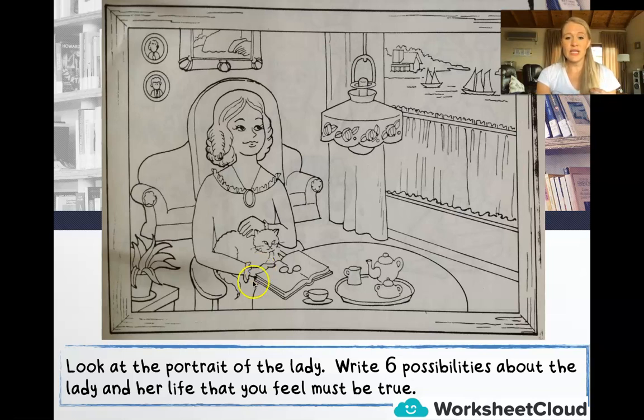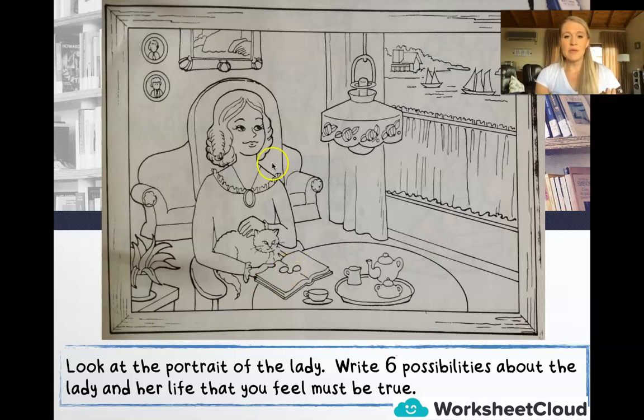I also think that she does not have very good eyesight. How do I know that? It doesn't say she doesn't have good eyesight, but I do see glasses on her book, and glasses usually imply that somebody does not have strong eyesight, so she possibly doesn't have strong eyesight. She needs glasses to read her book.